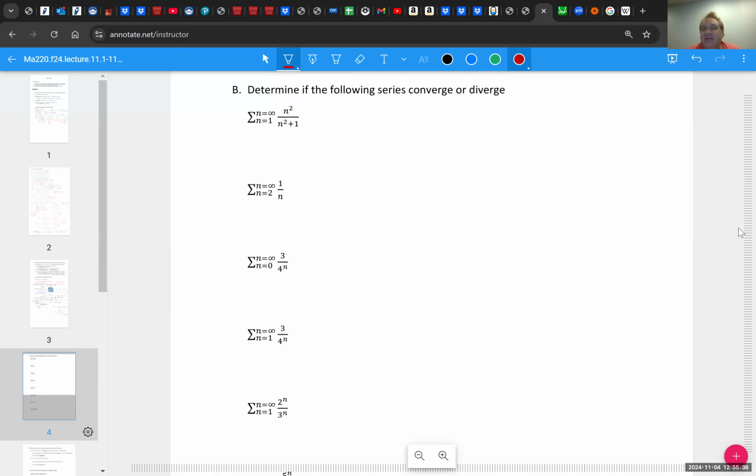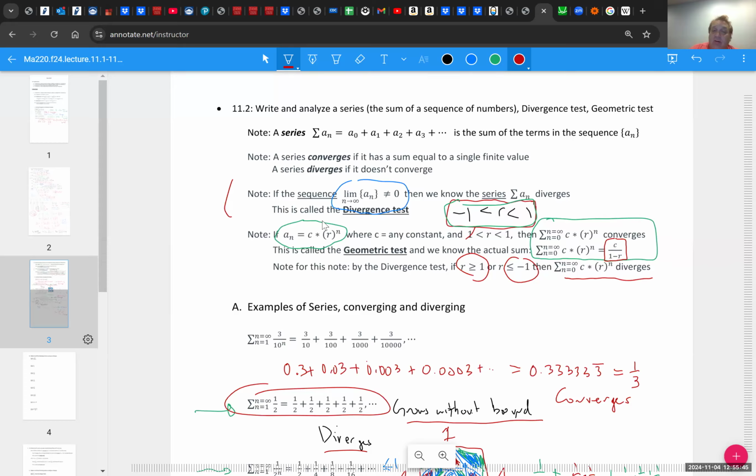All right, so I have a bunch of series here, and we're going to determine if the following series converge or diverge. And I'm going to be using these tests now. The divergence test, which just to remind you, if you have a sequence where the limit of the sequence does not equal 0, right? Just the limit does not equal 0, then the series automatically diverges. It's called the divergence test. And the other one is if we can write the series in a specific pattern, c times r to the n, where r is between -1 and +1, we know that that series has to converge.